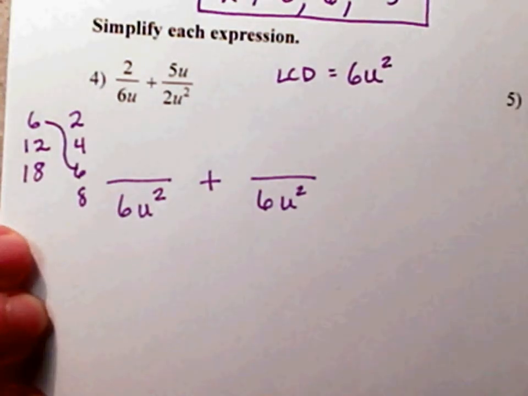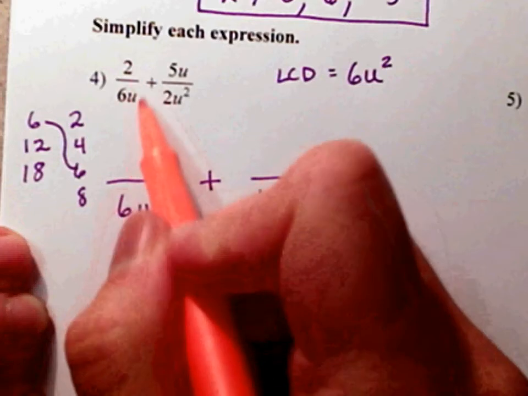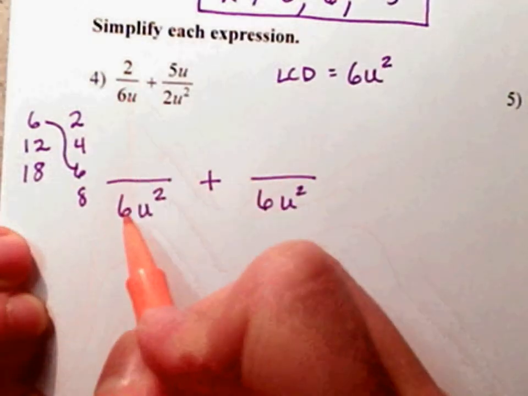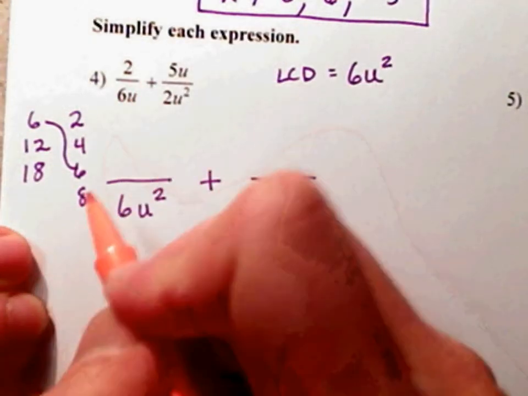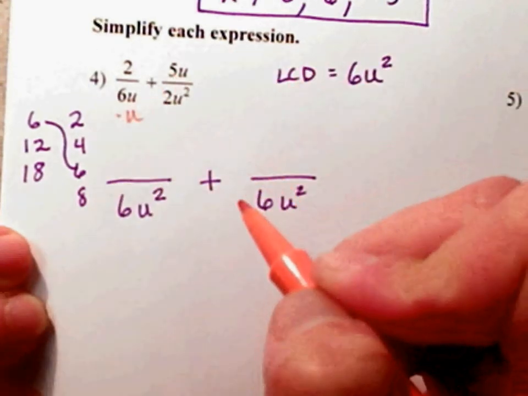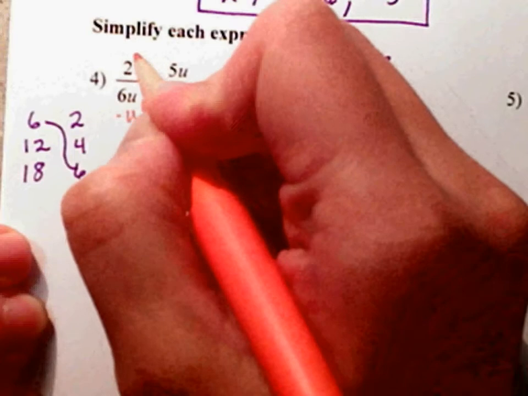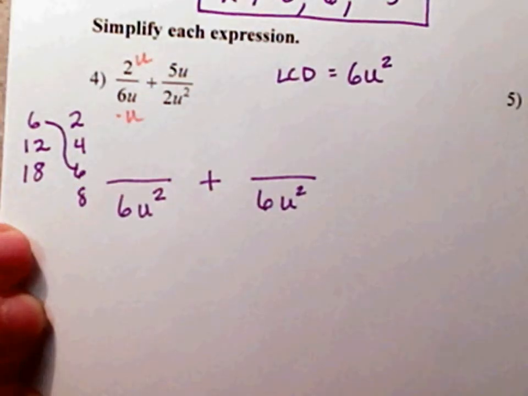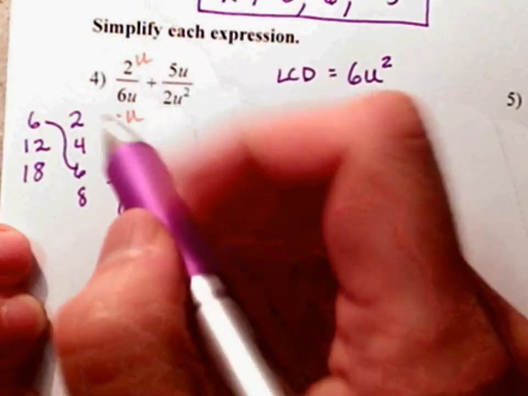Now, take a look at your first term. You got 6u and you have 6u squared. You want to make that a square. So how are you going to do it? Multiply it times u. What you do to the denominator, you do to the numerator. That leaves you 2u.